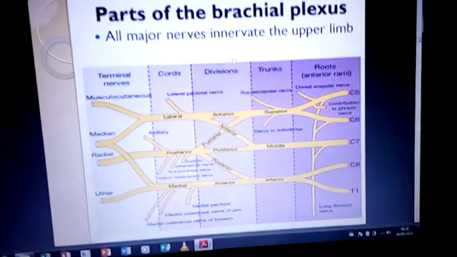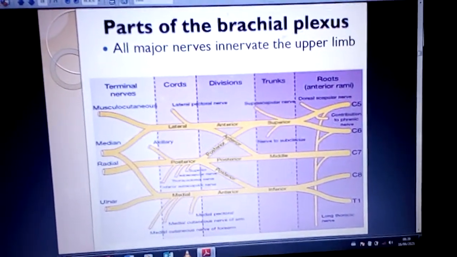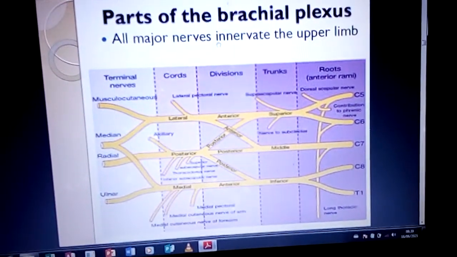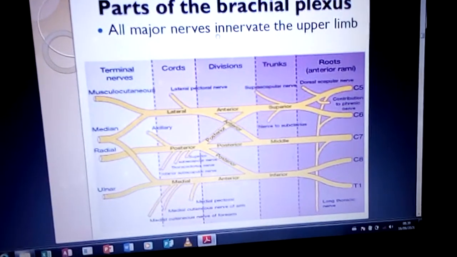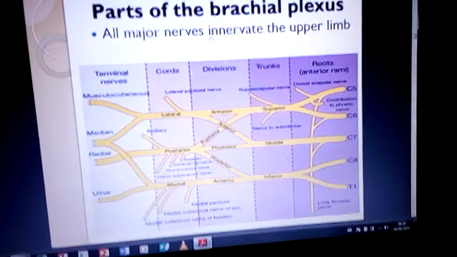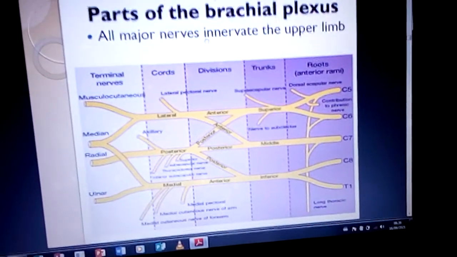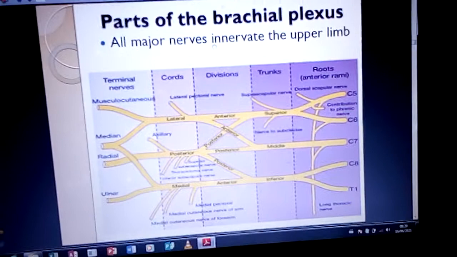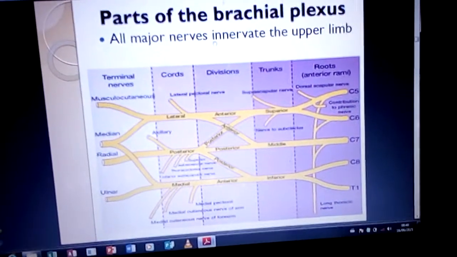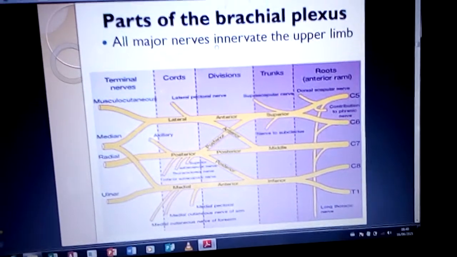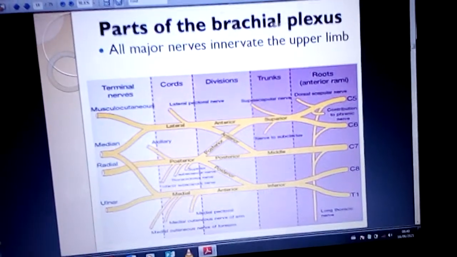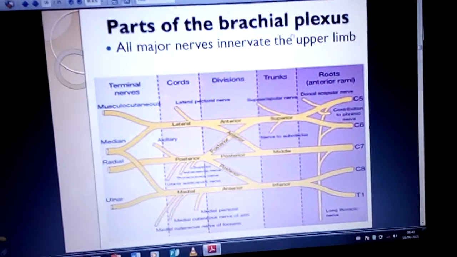So the bronchial plexus is under the peripheral nervous system. We know the peripheral nervous system has two sets of nerves: we've got the spinal nerves, and we've got the cranial nerves. So we've got 31 spinal nerves and 12 cranial nerves. Basically, we look at the bronchial plexus, which is part of the peripheral nervous system.